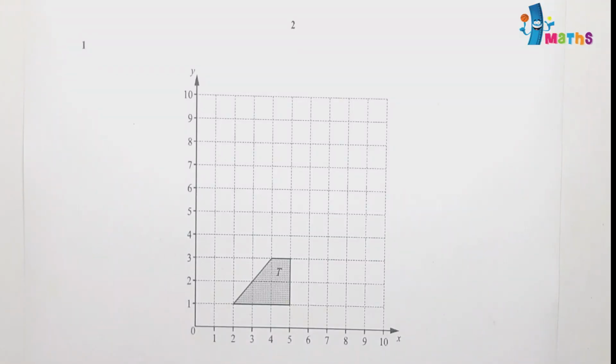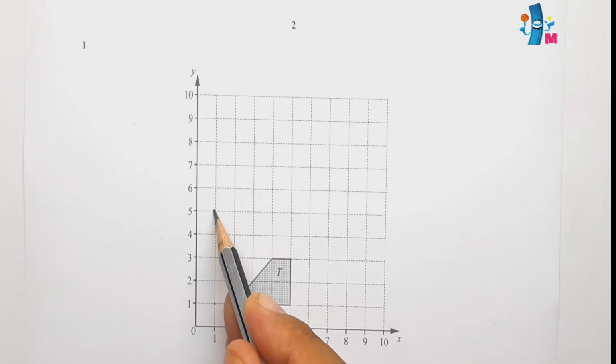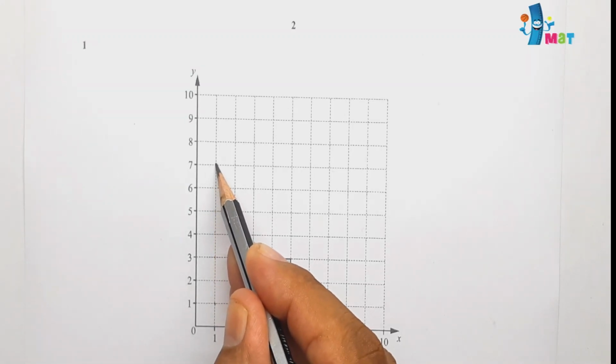Question number 1, part A: translate shape T by the vector (-1, 6). So we'll have to shift this shape by x value -1. So we'll shift this point -1. -1 means to the left, and 6 units up because this is plus. So 6 units up from here: 1, 2, 3, 4, 5, 6. We will reach at this point.